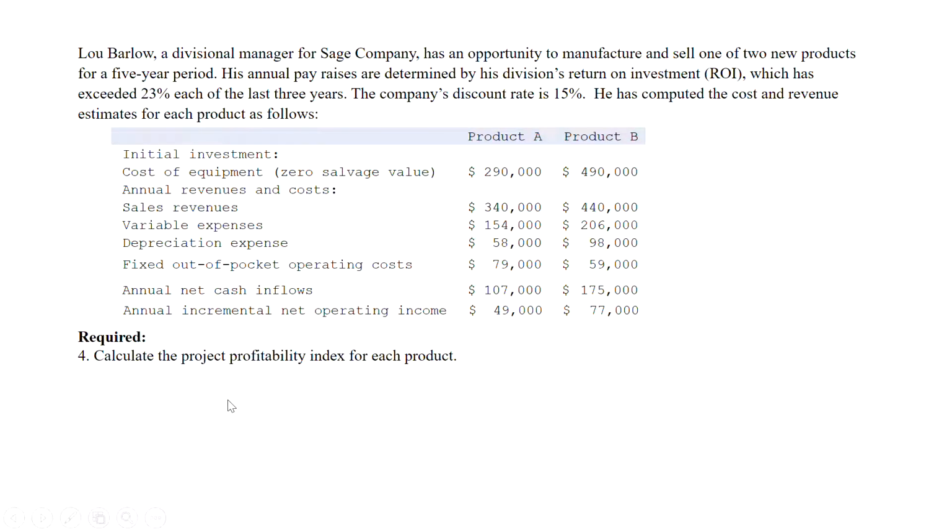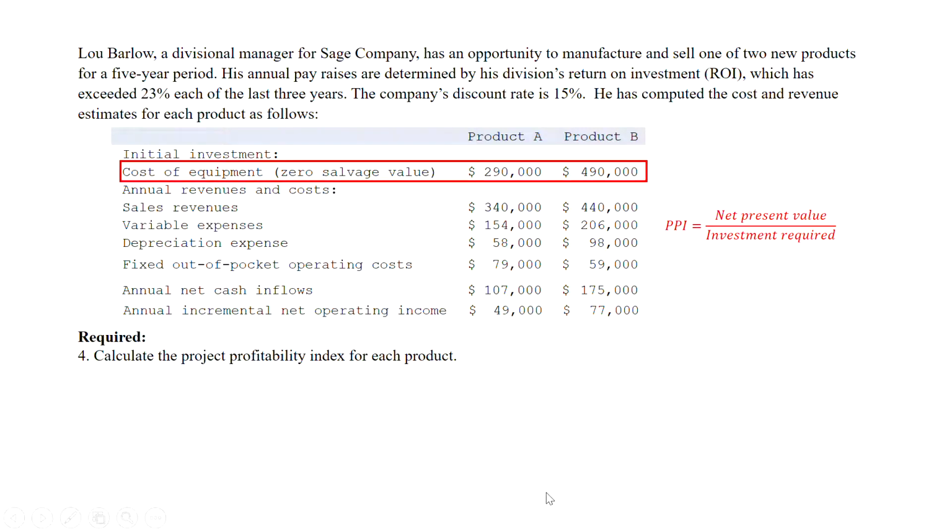What's the next one? Project Profitability Index, or PPI. What do I do with that? Net present value over investment required. So it has all the advantages of net present value, discounted cash flows, and it says, let me look at it relative to the investment required.